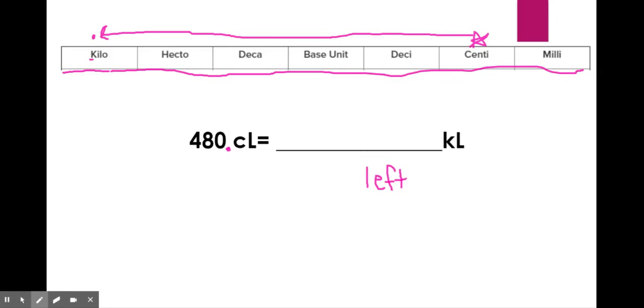We identify the starting and ending unit. Here we're starting and here's where we are ending. Now we're going to jump from centi to kilo. 1, 2, 3, 4, 5. We moved 5 places to the left.